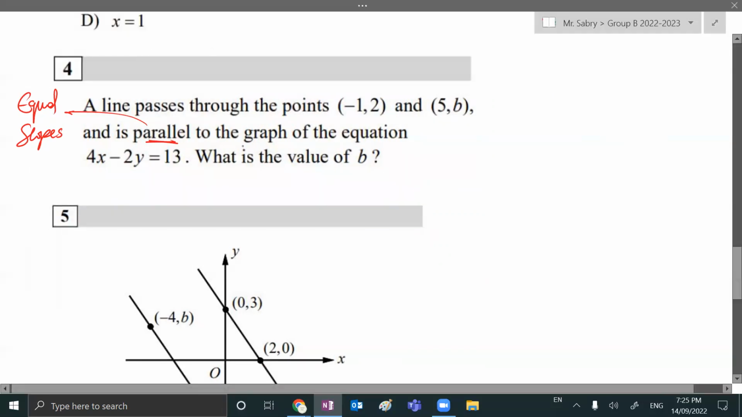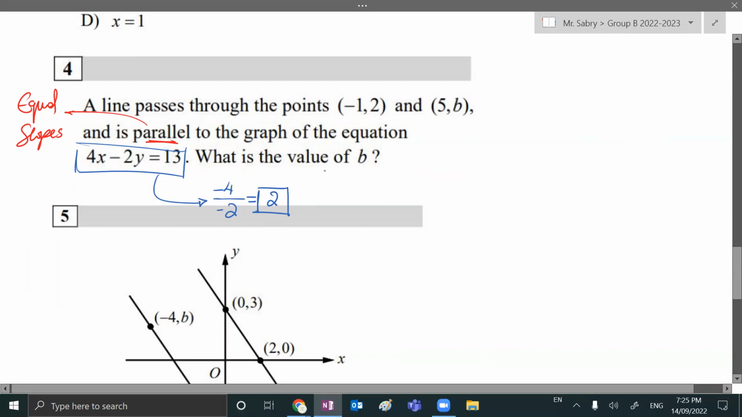It's parallel to what? It's parallel to this equation right here. So what can I get out of that equation? I can get the slope out of it. And since this is the standard form, the slope is negative the number next to the x over the number next to the y, which would give me 2. So now I have the slope of 2.